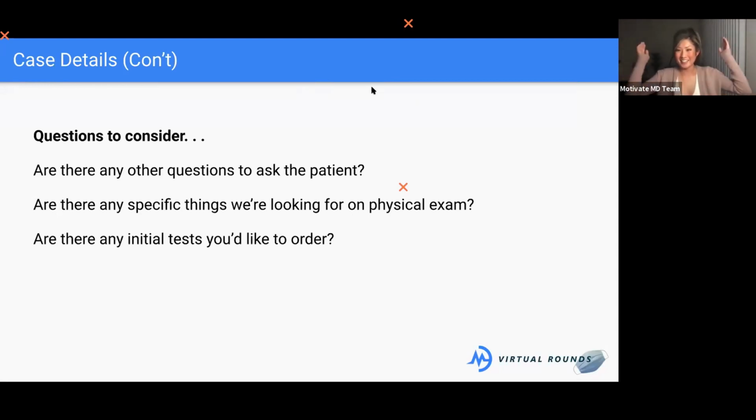EKG, yeah, we're gonna talk about that. So definitely, if someone says I have chest pain, we're gonna do an EKG on them. We do this on most patients coming into the ED. So that's definitely one that we'll do. Does anyone know what we might be looking for in the EKG?